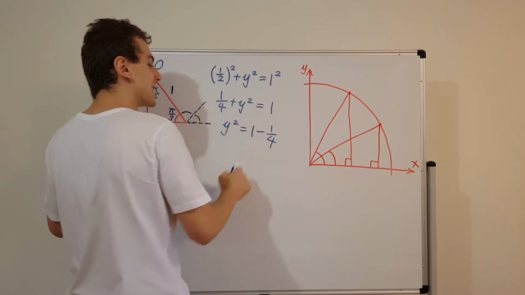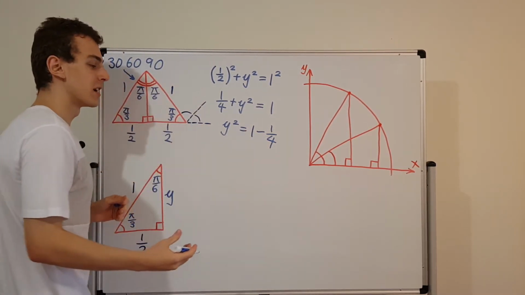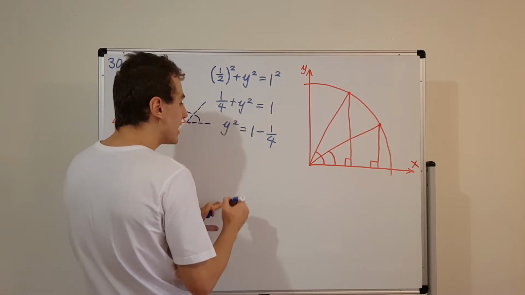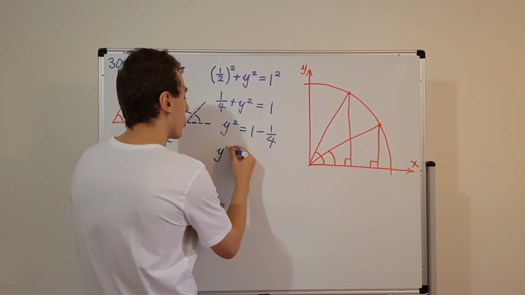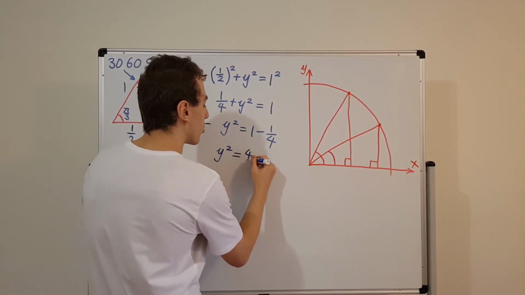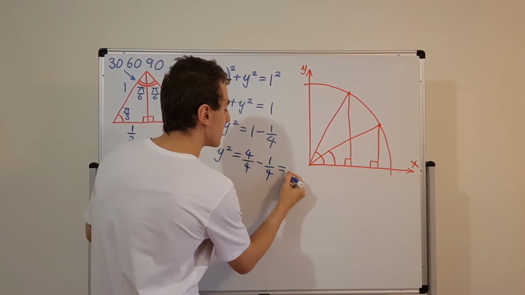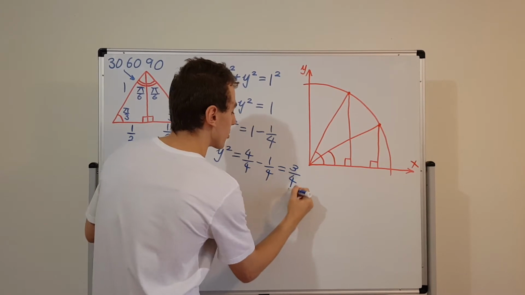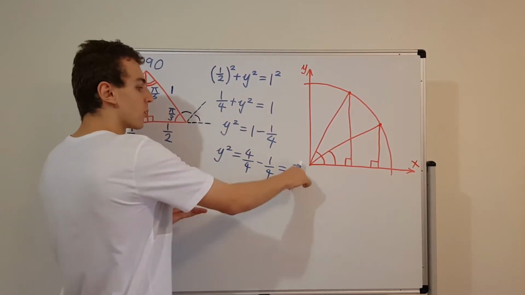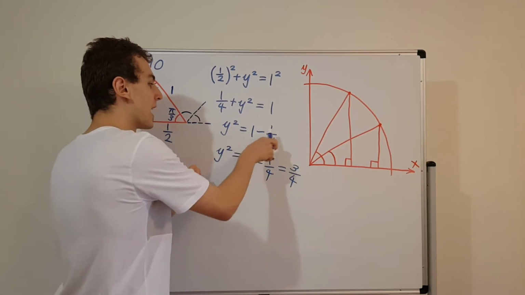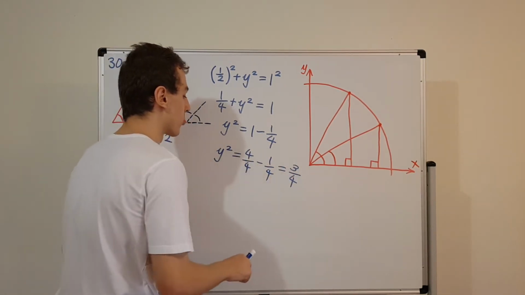Well, 1 is the same as 4 quarters. So this is just taking one of those quarters away, and that's going to leave 3 quarters. So we're going to have y squared is the same as 4 over 4 minus 1 over 4, and that's just going to leave 3 over 4. So we have 3 over 4 because we've just taken 1/4 away from those 4 quarters. So this is a whole, and this is 1/4, and we're left with 3 quarters.